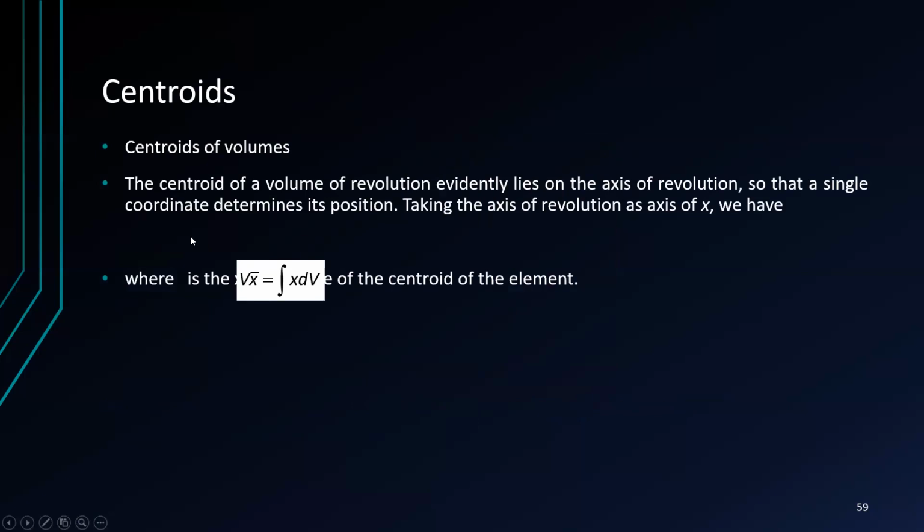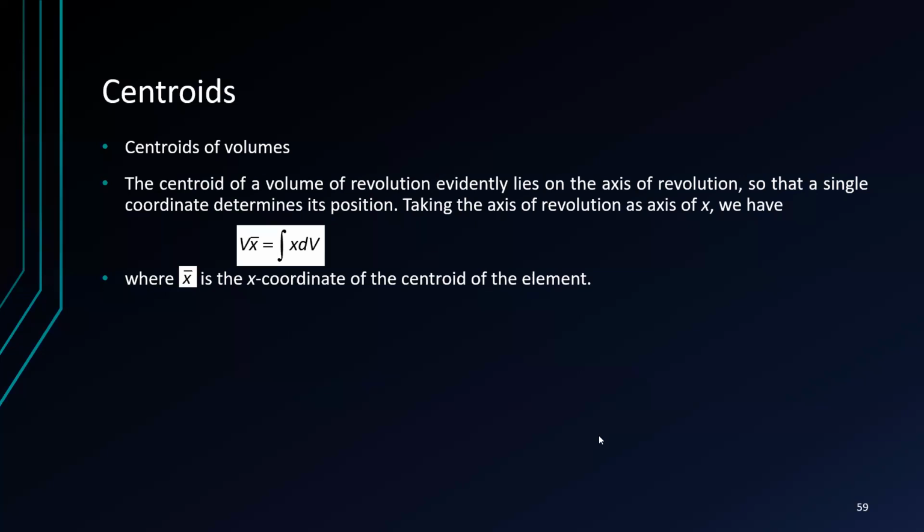And centroids of volume. The centroid of a volume of revolution evidently lies on the axis of revolution, so that a single coordinate determines its position. So taking the axis of revolution as axis of x, we have, taas ko muna ito. Yan. So V times bar x is equal to the integral of x dV, where bar x is the coordinate of the centroid of the element.